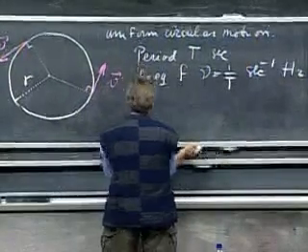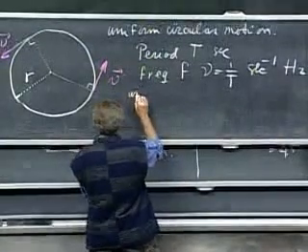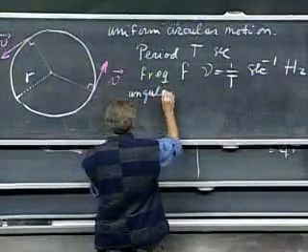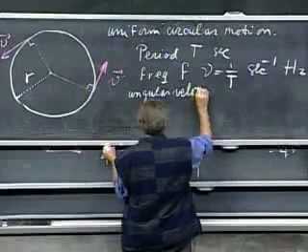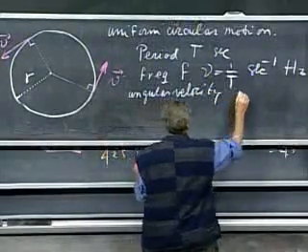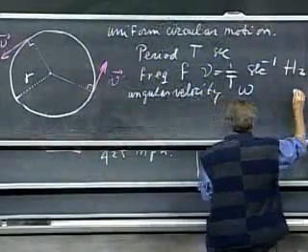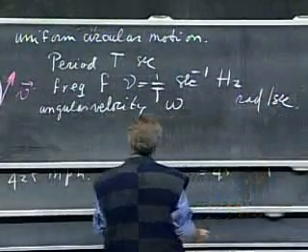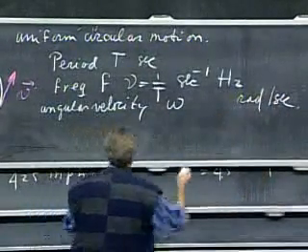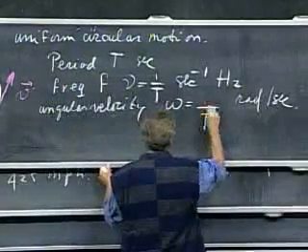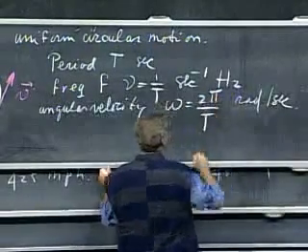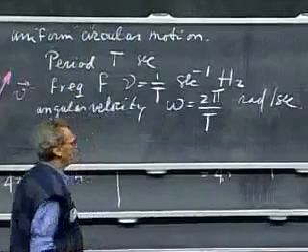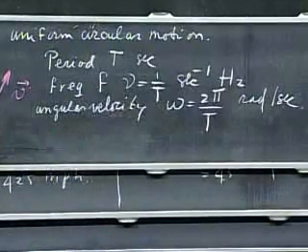And then we identify omega, the angular velocity, omega, which is in radians per second. Since it takes T seconds to go around 2 pi radians, omega is 2 pi divided by T.